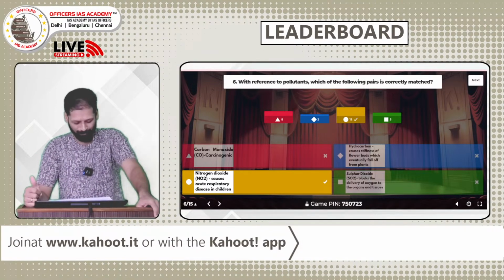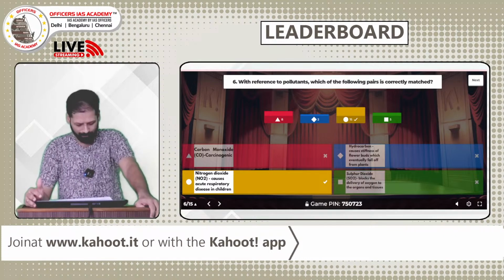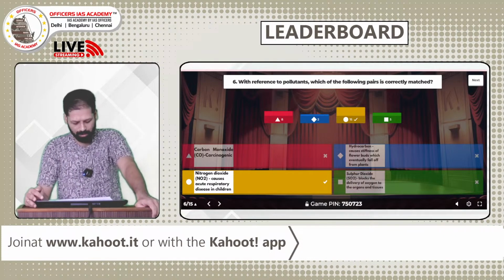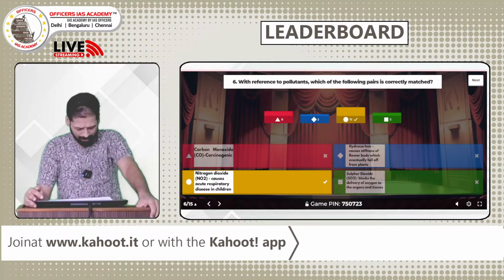Quite novel of Officers Academy to do so. Most of you, 15 of you, have gotten the correct answer. It is nitrogen dioxide which will cause acute respiratory disease in children.